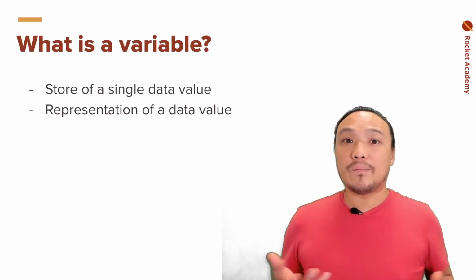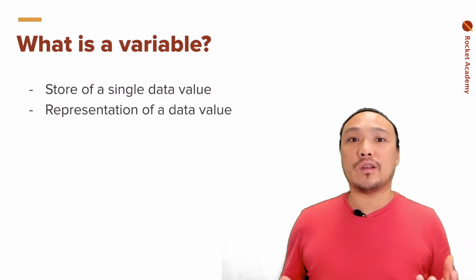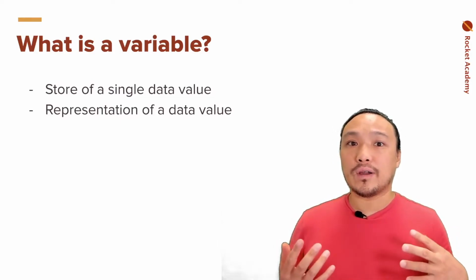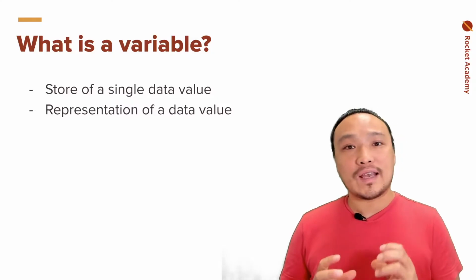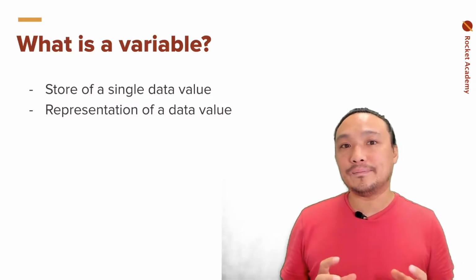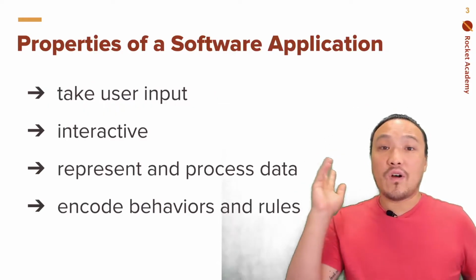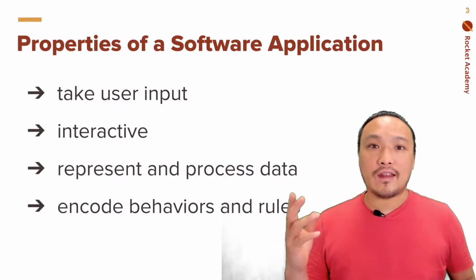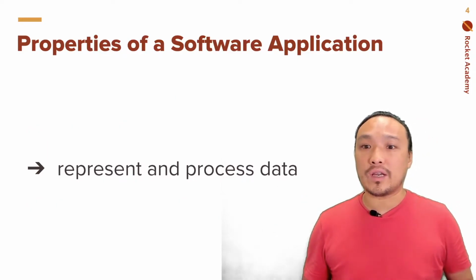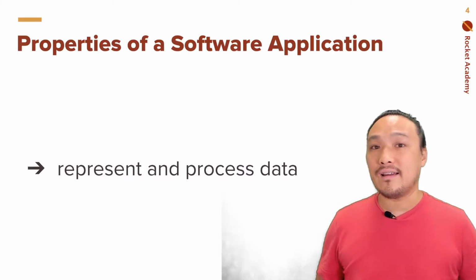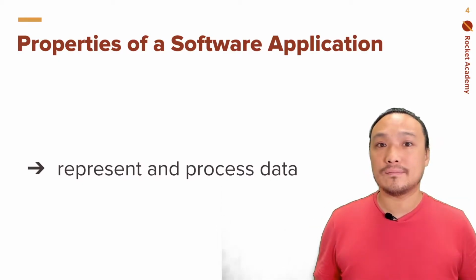What is a variable? A variable is the first simple building block of our programs. It's going to hold and represent a single data value. These are the common properties of all software applications. And variables are the first tool that we're going to use to represent and process data inside of our programs.